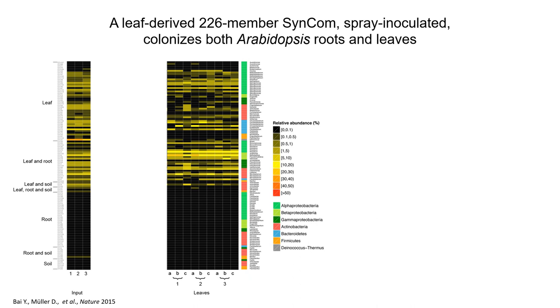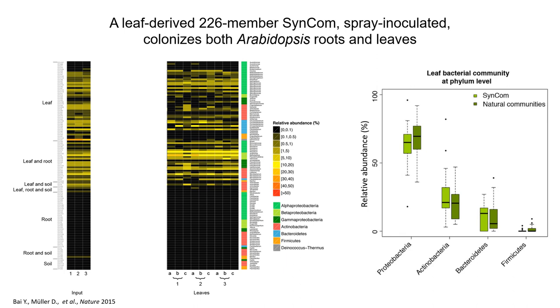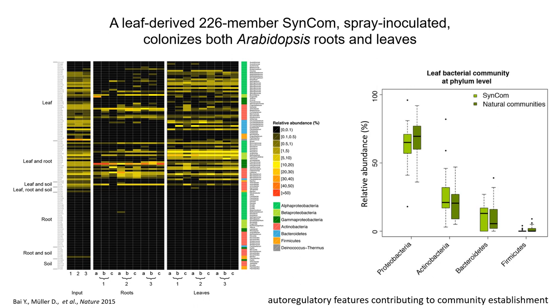And then we visualize the results of these experiments by heat map, and I need to briefly explain this to you. So you see individual columns. Each column represents a biological replicate, and each line represents either a single strain or a group of strains. And the color code in yellow indicates the relative abundance of these bacteria. And we were quite pleased to see that the input community, so this is the leaf input community that we spray inoculated on leaves, and the output community in leaves after 3 weeks of colonization is quite different.